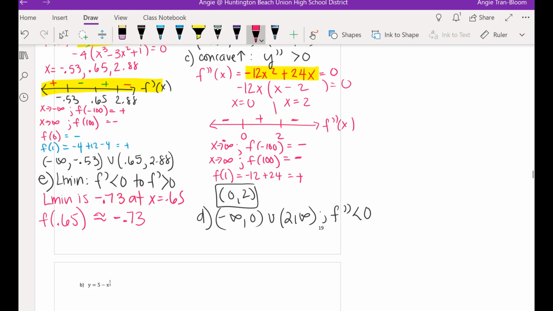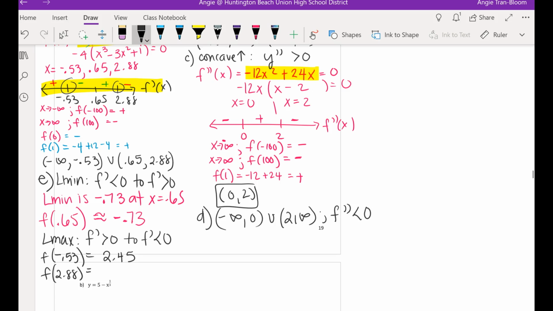I can do the same thing for local max, but I need to plug it in first before I start writing. Local max is when the derivative changes from positive slope to negative slope. It looks like I have two locations, so let's plug in both: f of negative 0.53 and f of 2.88. Let me punch it in, so be patient. Negative 0.53. So it looks like I have 2.45.